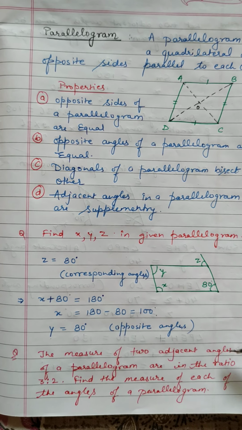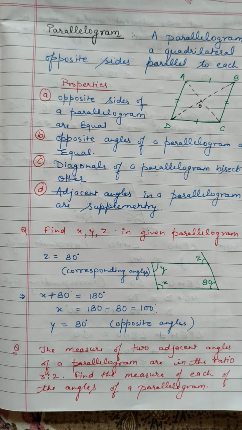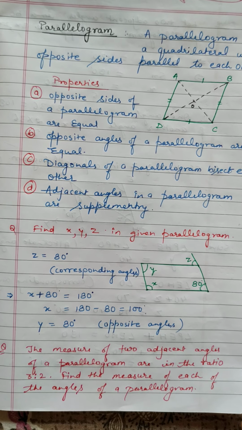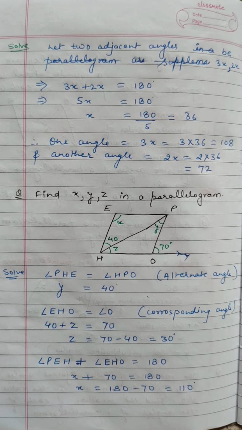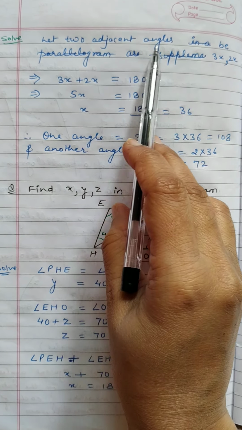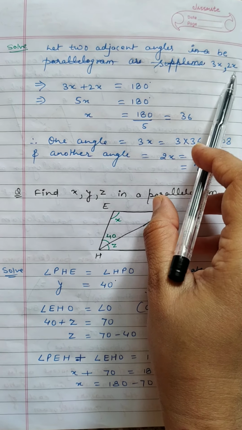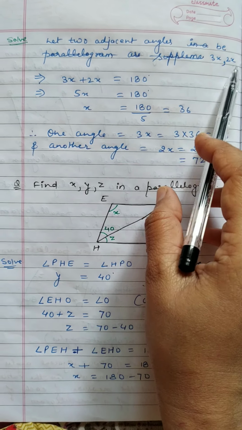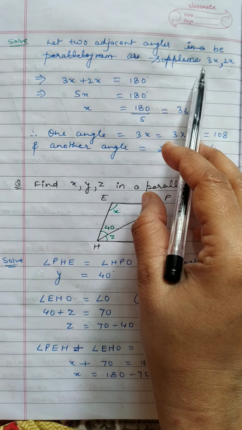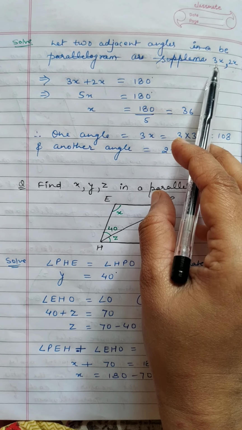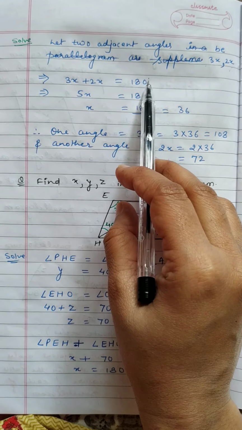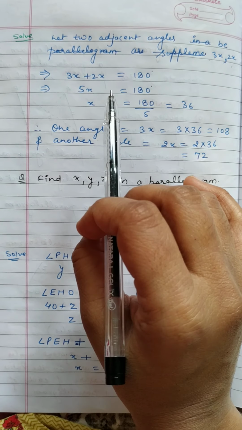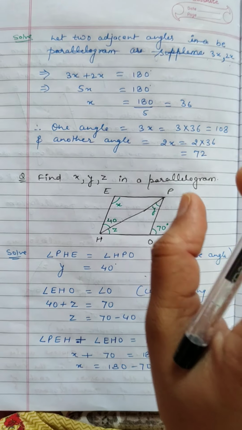The measures of two adjacent angles of a parallelogram are in the ratio 3:2. Find the measure of each of the angles of the parallelogram. Let the two adjacent angles be 3x and 2x because they are in ratio 3:2. So we take the common quantity as x. The sum of 3x and 2x is equal to 180 because they are supplementary in a parallelogram.